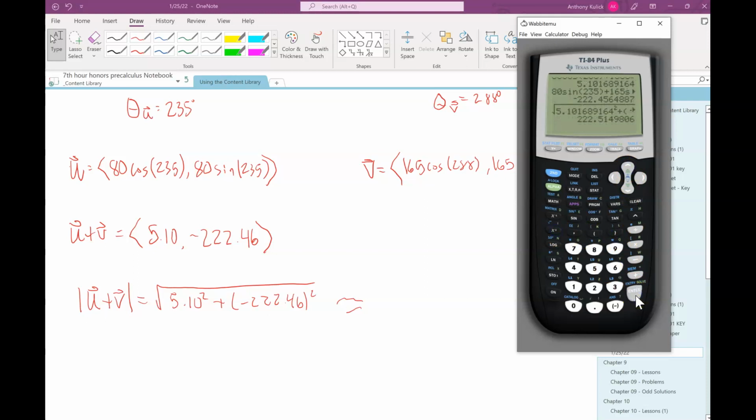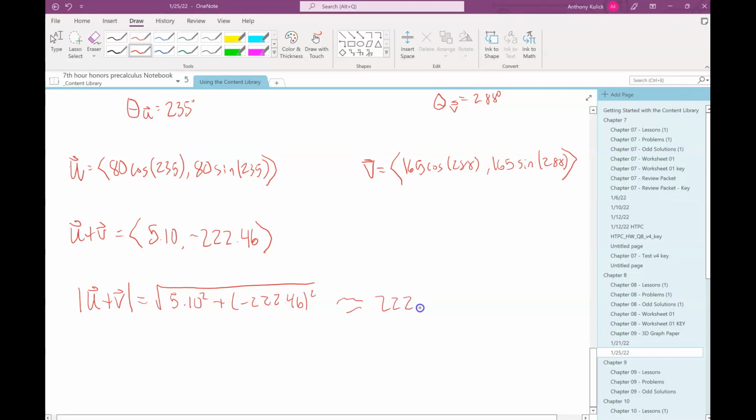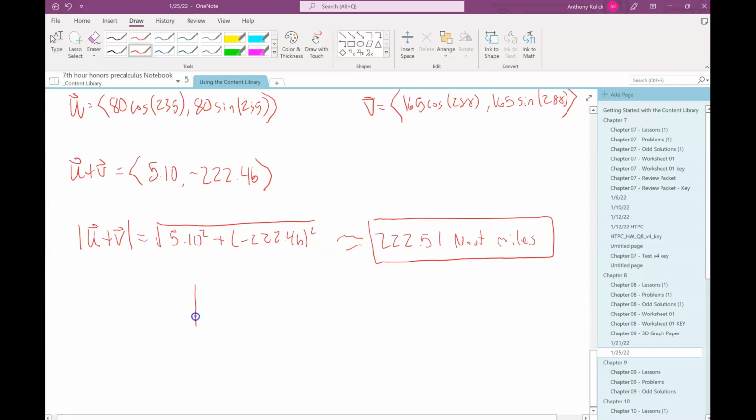And I get 222.51 nautical miles. And if I wanted the direction, then I'm going to go ahead and plot the point 5, negative 2222. So that's going to be down here somewhere. The direction is this angle.